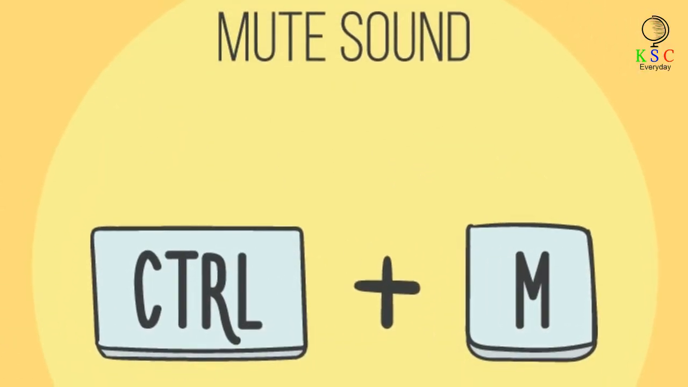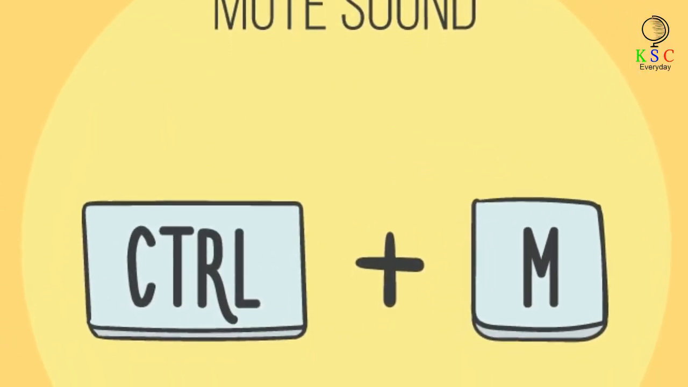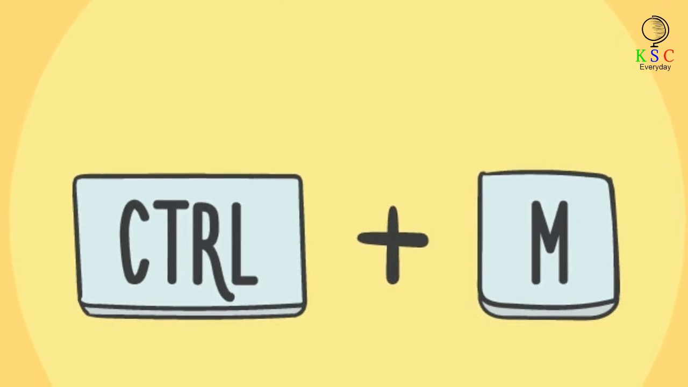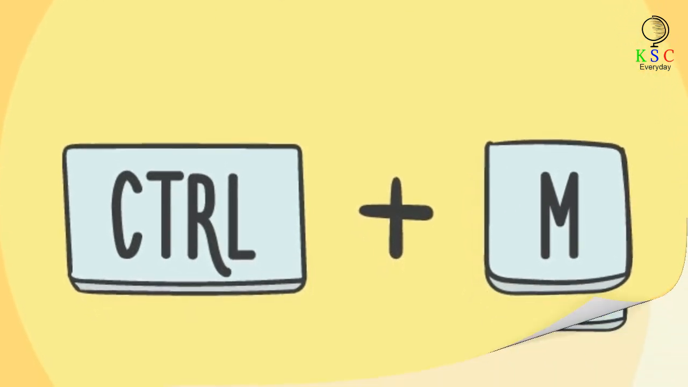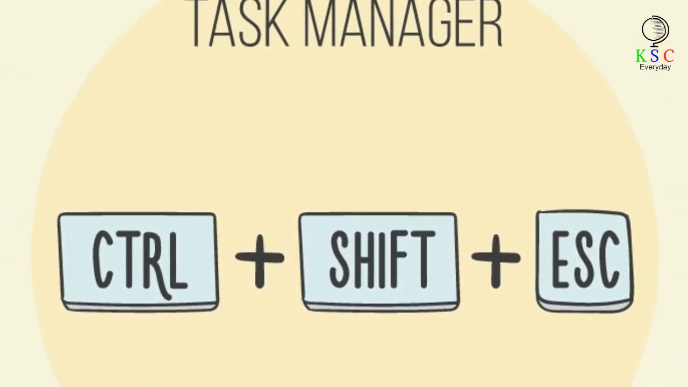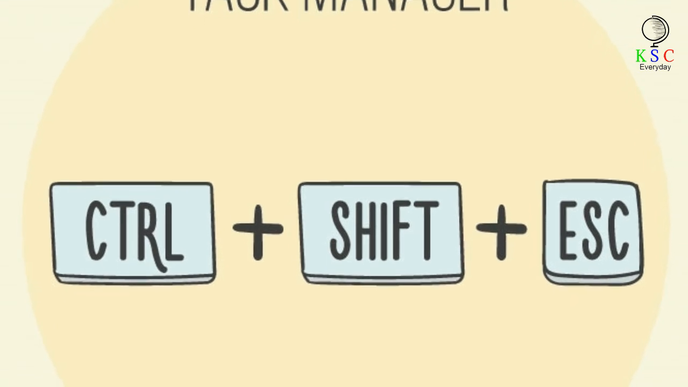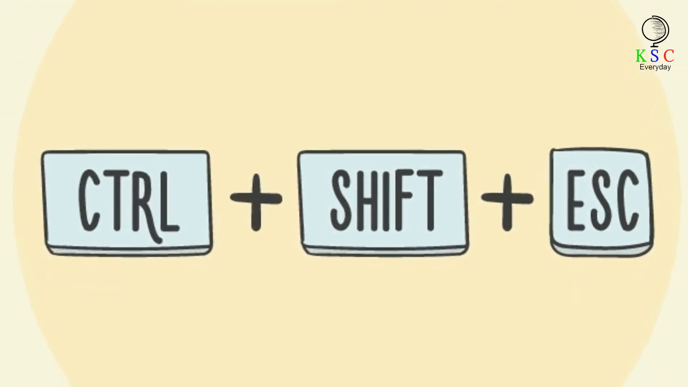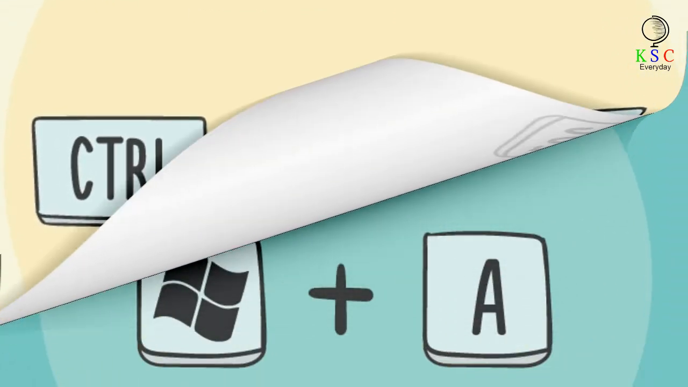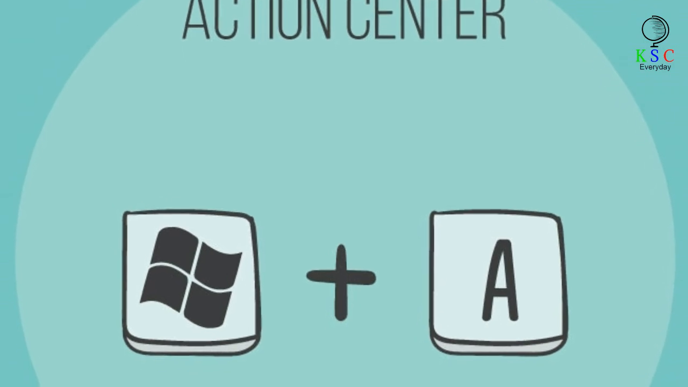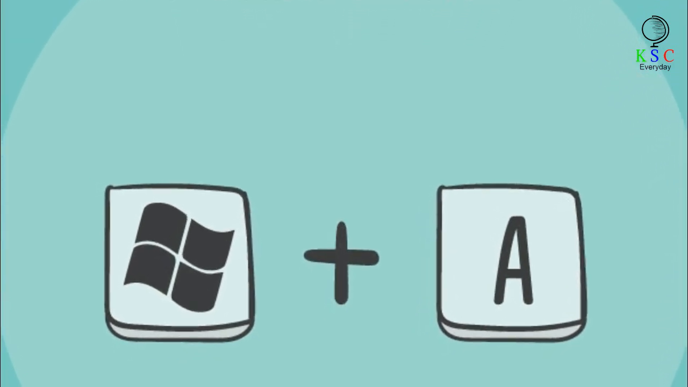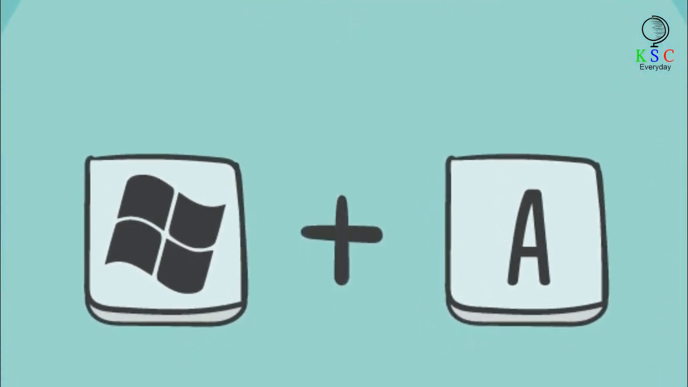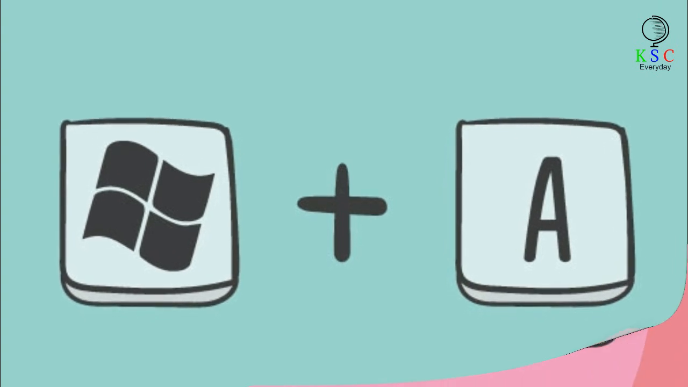You're watching something and the noises just sound a bit inappropriate? Just mute that part by clicking Control plus M. Open Task Manager easily by clicking this combination. Now you can easily access any running program on your computer. Who knew you can quickly enter Windows Action Center? This shortcut allows you to access your notifications and various settings in a second.